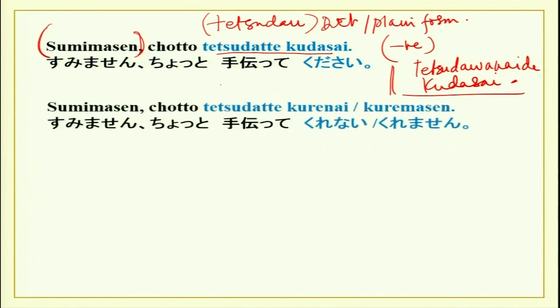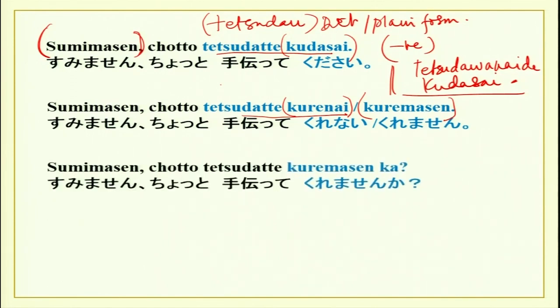Then sumimasen chotto tetsudatte kurenai. So very, very informal, extremely informal, and to be used with people either your same age or people younger to you. Even though you are using kuremasu, you are still using it in plain form, so it is not that polite. Similarly, even though you are using kudasai over here, you are still ordering, as we just learnt.